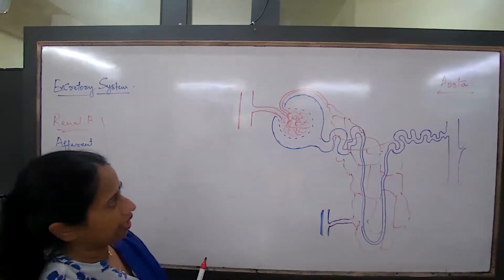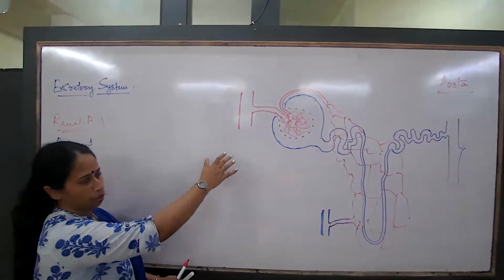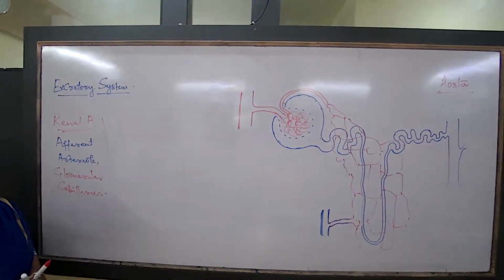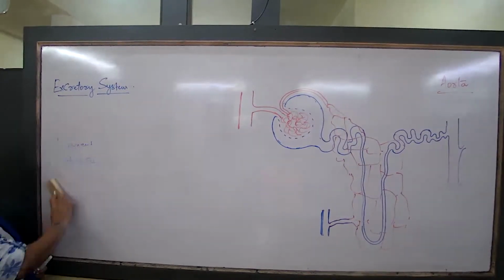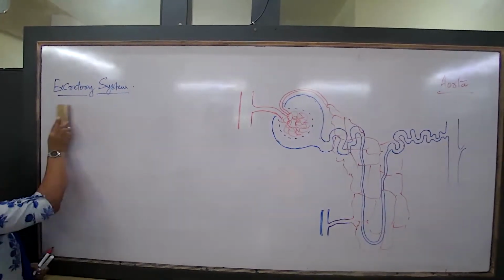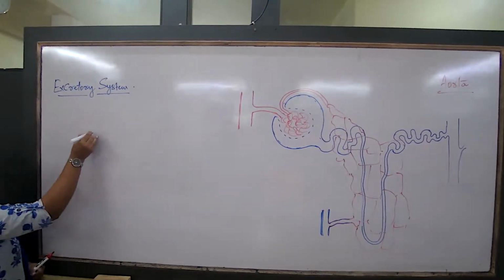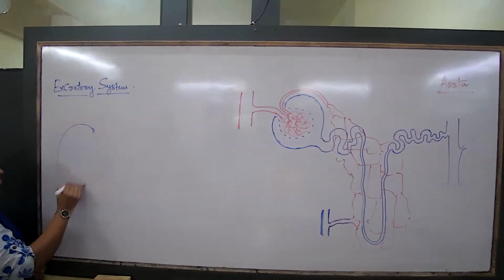Now let us try understanding the parts of a nephron. What am I drawing? This is the structure of a nephron. And where are these structures present? The other day you had drawn the diagram of the kidneys here. What were the two major regions of a kidney?